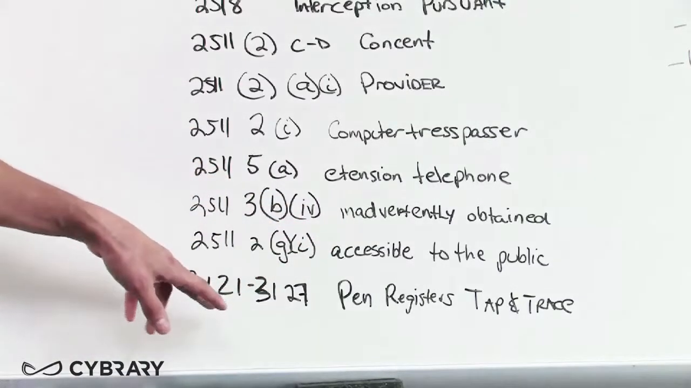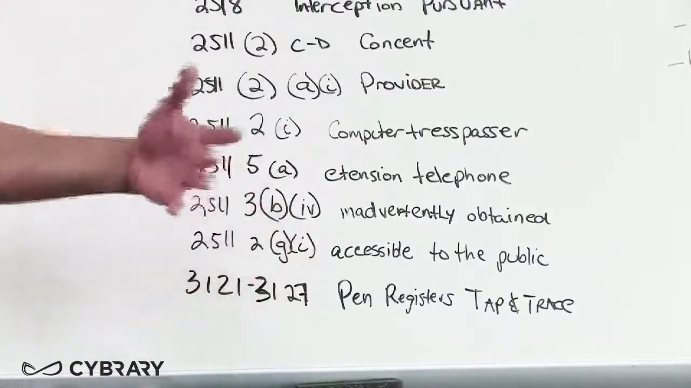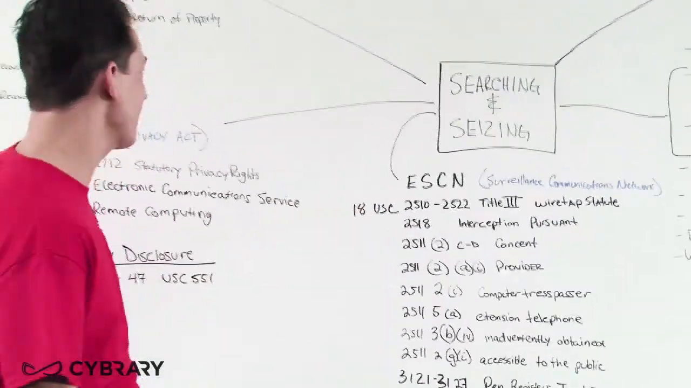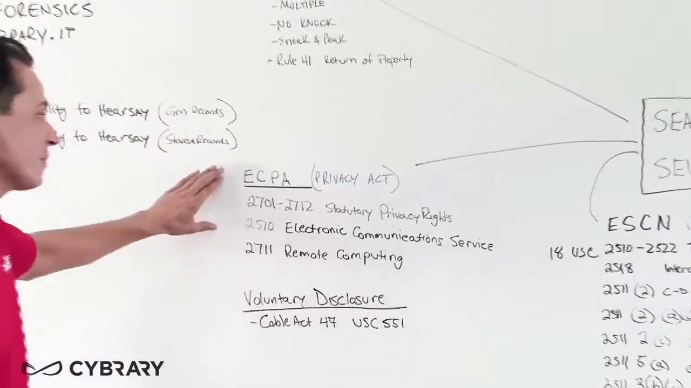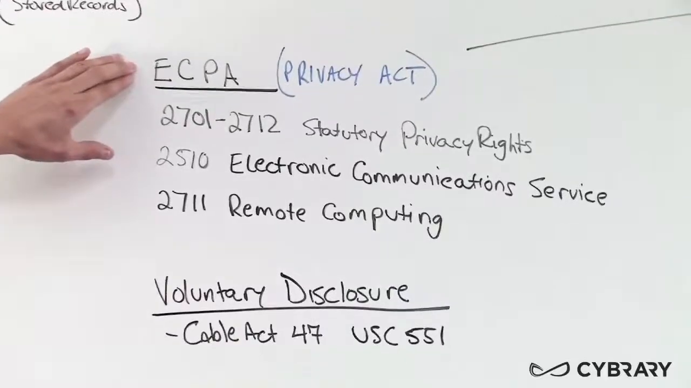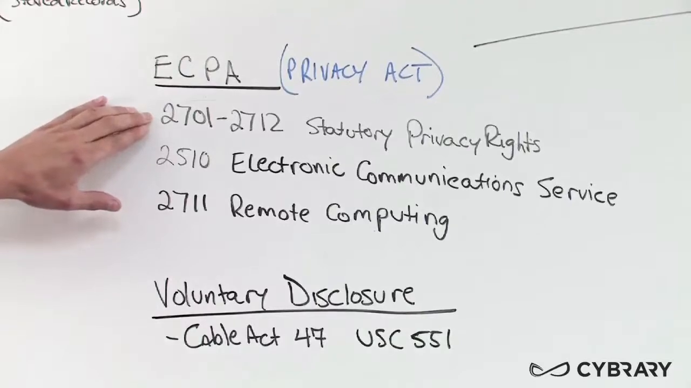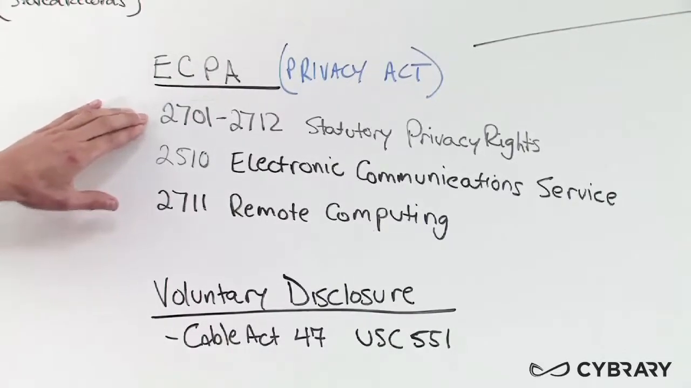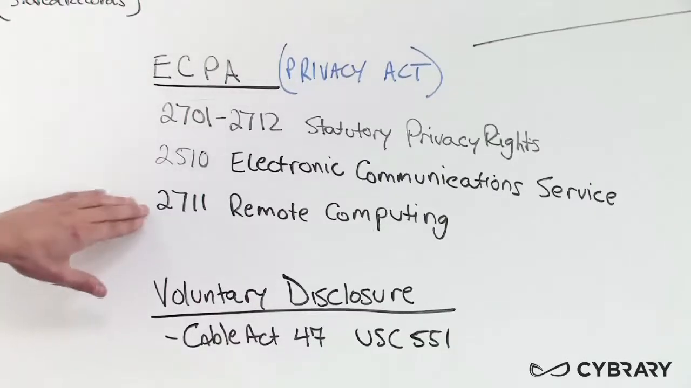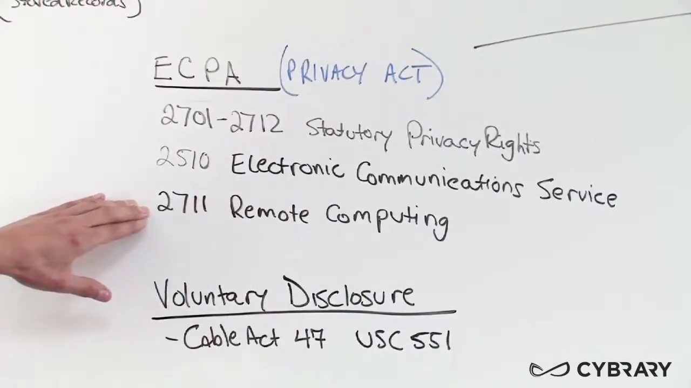You have 3121 through 3127. This is basically the tapping and tracing statutes. So these are all something that we're going to want to take a closer look at. Otherwise, you have the Privacy Act, the Electronic Communications Privacy Act. There's a couple other statutory components here. You have 2701 through 2712. This is statutory privacy rights. You have 2510. This is electronic communication service. You have 2511. This is remote computing and the definition of remote computing.